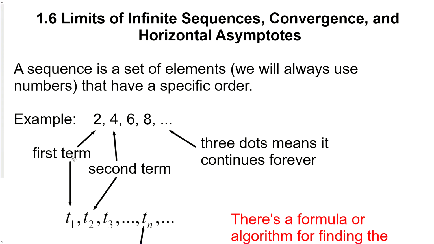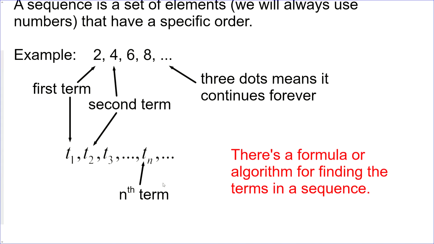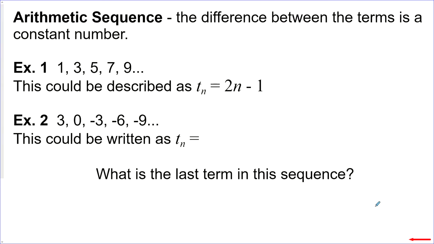This will be the first term, and we'll call it T1. Second term is T2, and so on. This would be the nth term. And for these sequences, there's always a formula or algorithm for finding the terms in the sequence. Arithmetic sequence. That would be a sequence where the difference between the terms is a constant number. This example could be described as Tn equals 2n minus 1.